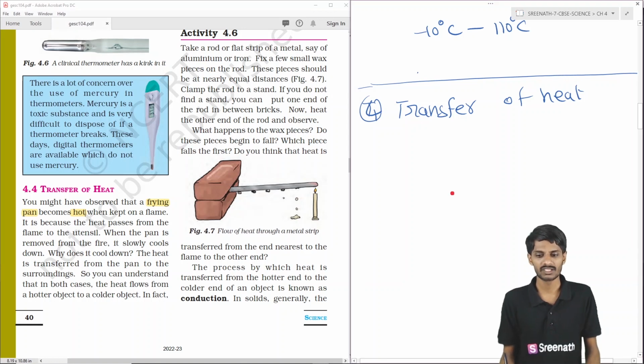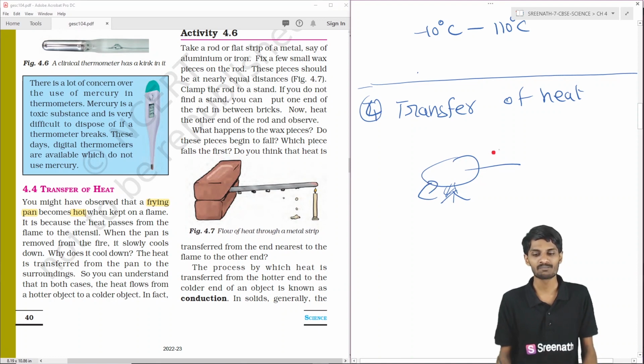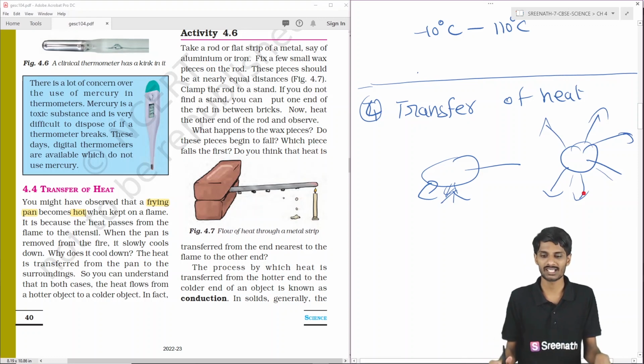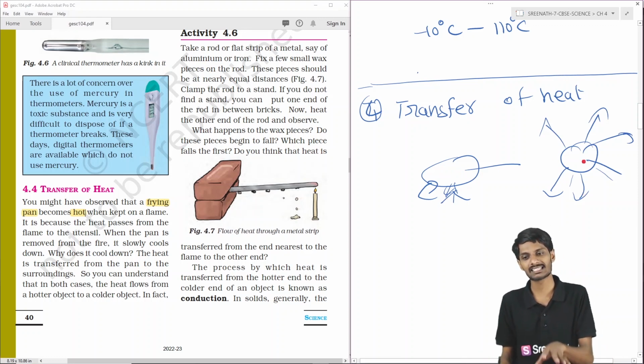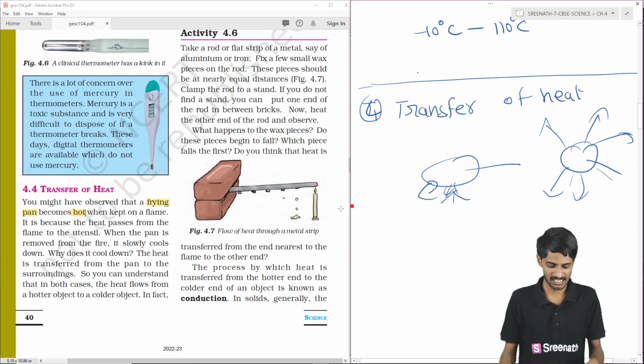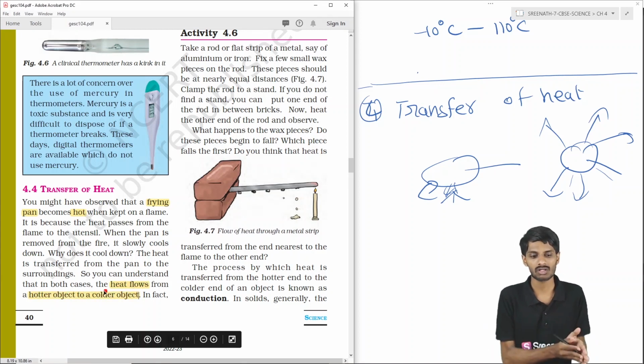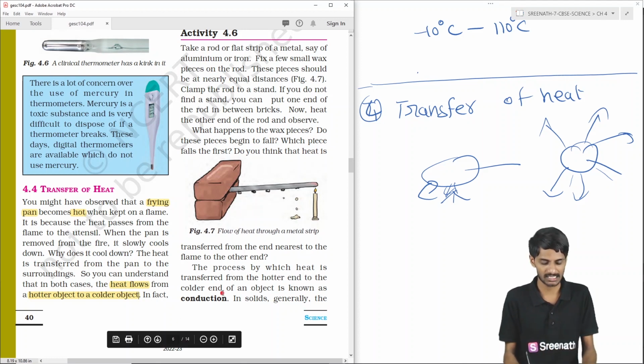Okay, first the heat is transferred from the fire to the pan, and when you lift it off and leave it for some time, again the heat comes out and is transferred into the surroundings. So it is transferred into the pan, and it is transferred from the pan to the outside. So this is the situation, students. Finally, what we can say is that heat flows from a hotter object to a colder object. This is the thing you can say, students.